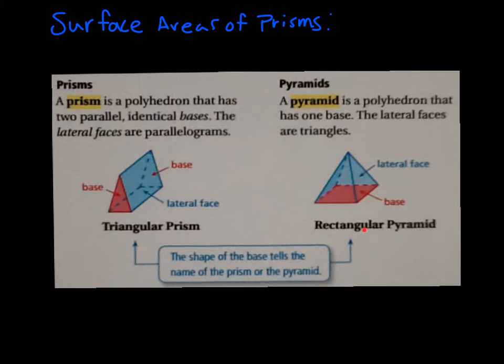This is it. What does a pyramid look like? It's got a base that's actually a square. And this one has a base that's a rectangle. But if you look at the difference, you'll see that the base tells what kind of prism or if it's a pyramid.